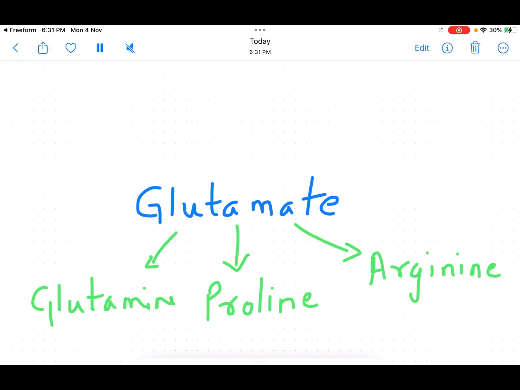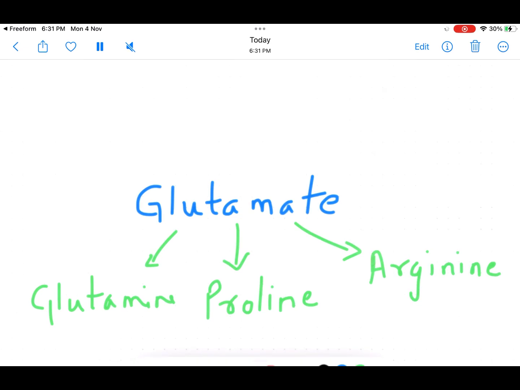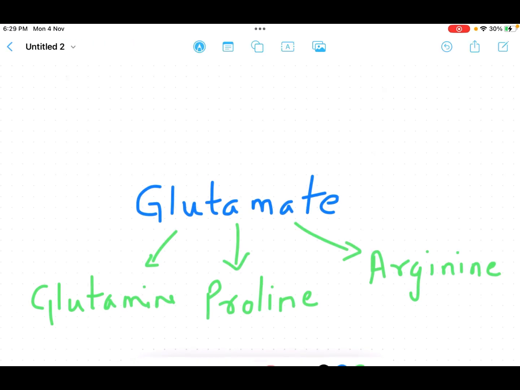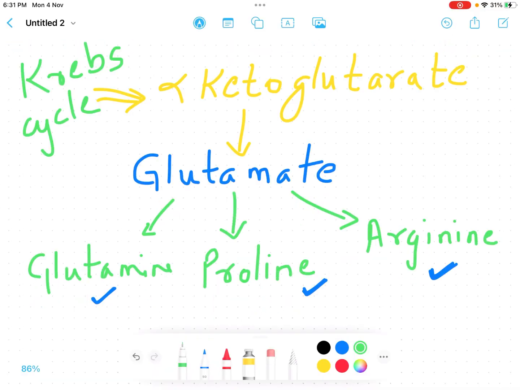Now, as I mentioned earlier, we get proline from glutamate, but glutamate is also the precursor for glutamine and arginine synthesis. The precursor of glutamate is alpha-ketoglutarate, and we get alpha-ketoglutarate from the Krebs cycle. So you can see the significance of the Krebs cycle.